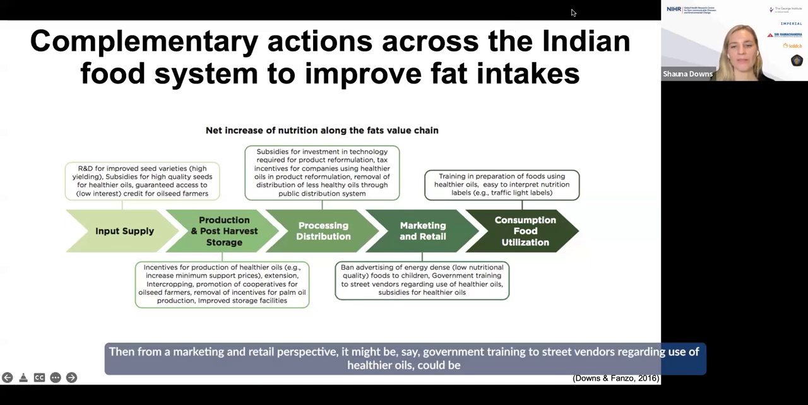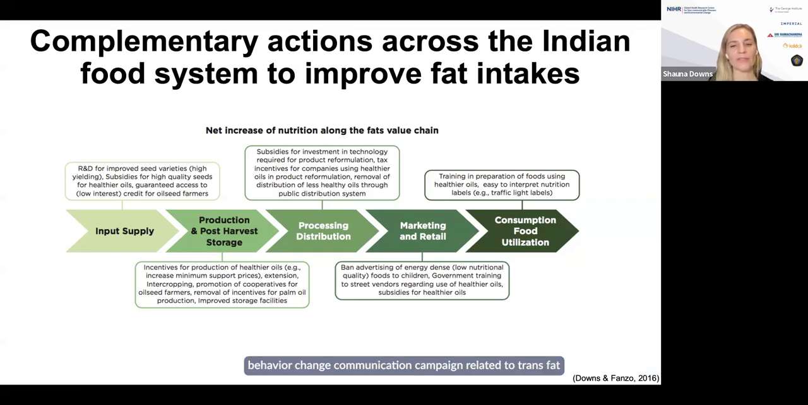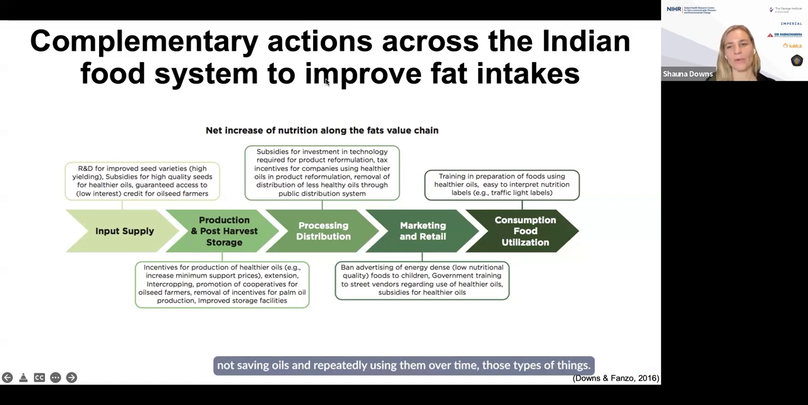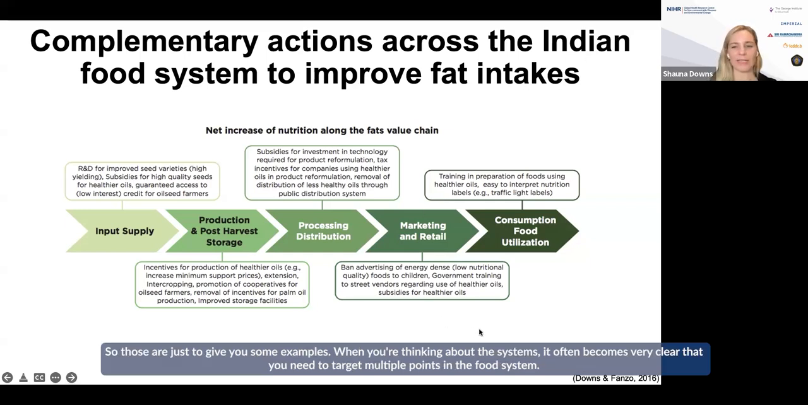Then from a marketing and retail perspective, it might be, say, government training to street vendors regarding use of healthier oils, could be a behavior change communication campaign related to trans fat, because there was low awareness related to trans fat at the time. And the government actually did have an advertising campaign related to trans fat eventually. And then at the consumption and food utilization stage, it might be training and preparation of foods using healthier oils, or not saving oils and repeatedly using them over time, those types of things. So those are just to give you some examples.